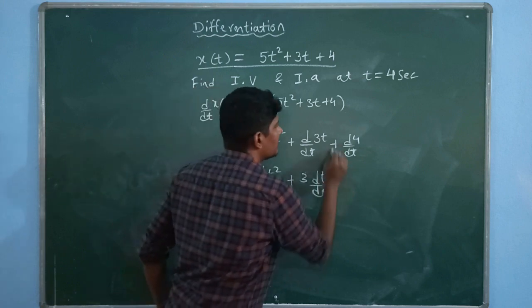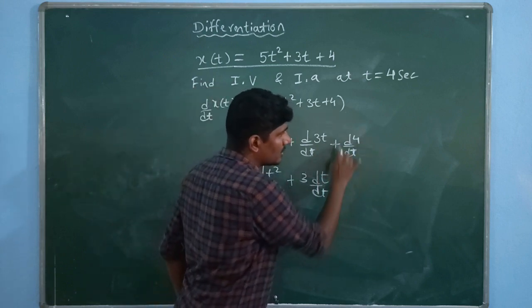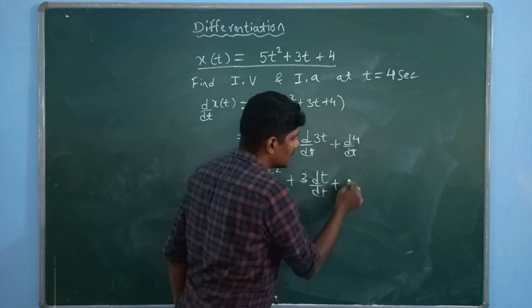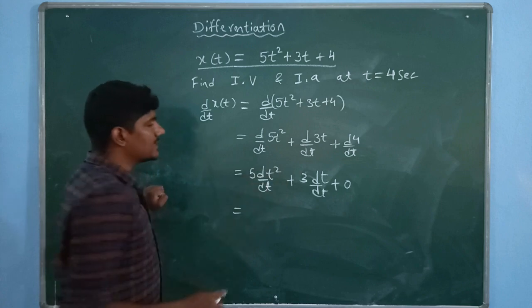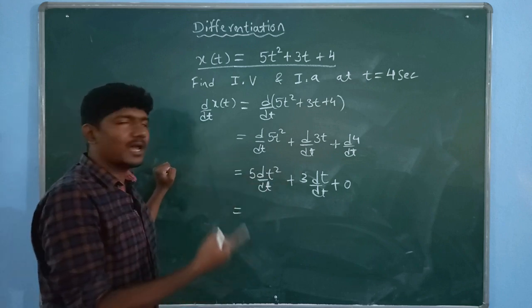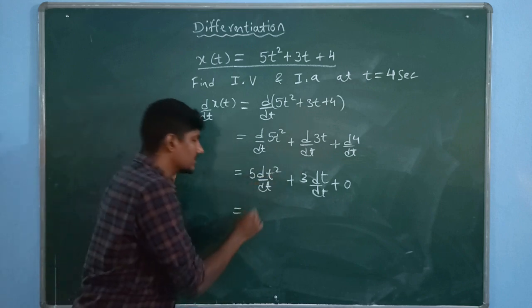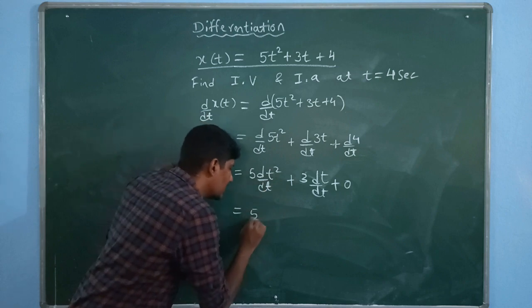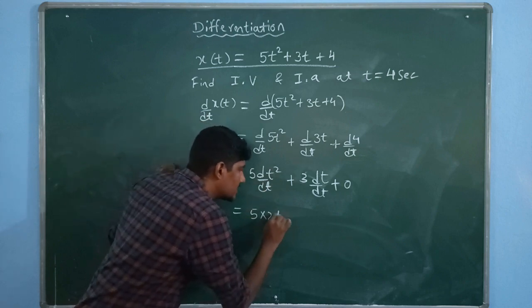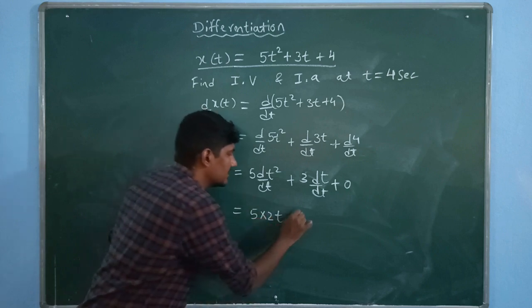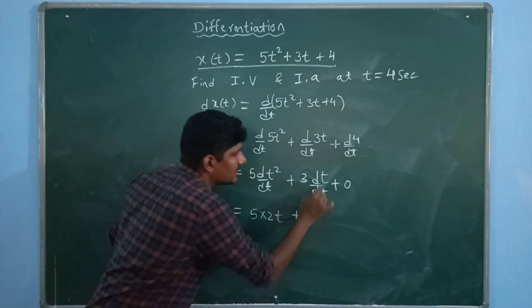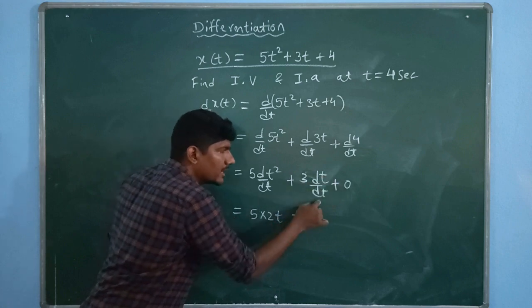Next, differentiation of 4. Already we know this. 4 is a constant number, so its differentiation is 0. Next step, differentiation of t square is what? Already we know this from the last example also. t square differentiation is 2t raised to 2 minus 1, it is 1, so don't write the power 1. That's it. Next, 3 as it is, differentiation of t with respect to t.